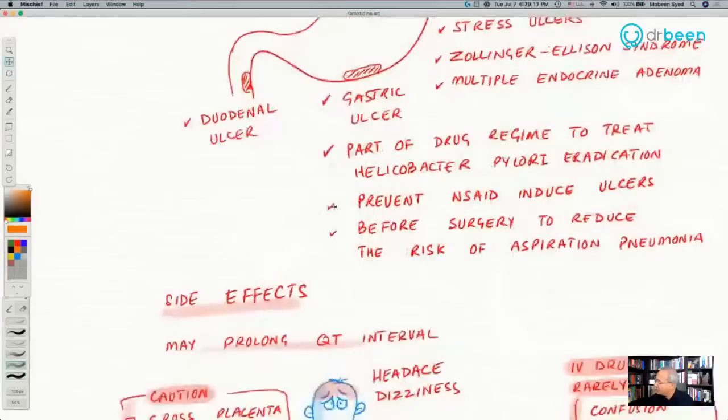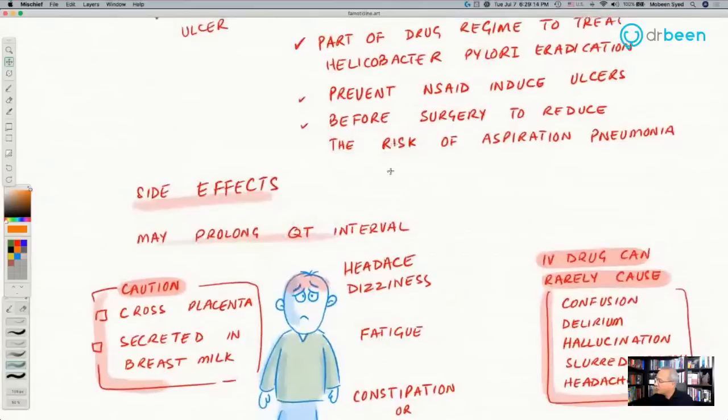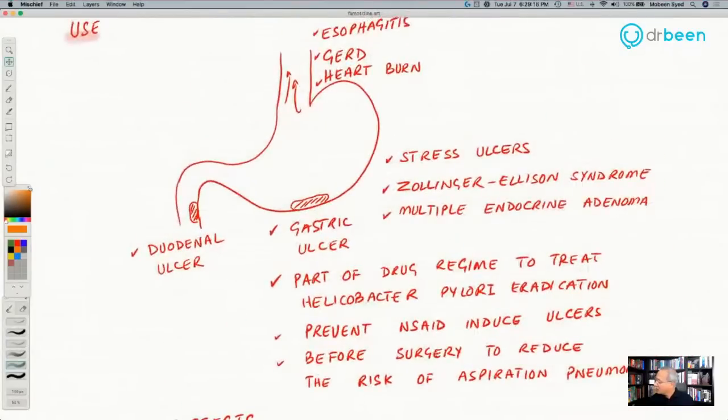So back here to the usage. So, prevent NSAID-induced ulcers. Then these are also given before the surgery to reduce the risk of aspiration pneumonia.